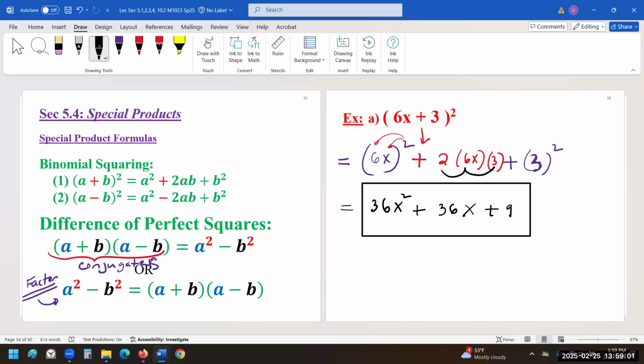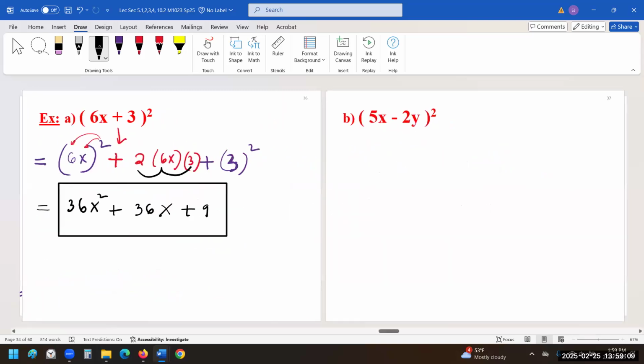You can do that, but this will save you time. Okay, then you try one. You can try both methods. You can try your distributing method if you didn't like the special formula. But once you're done with your distribution, then try the special formula. At least try it. You may end up liking it.